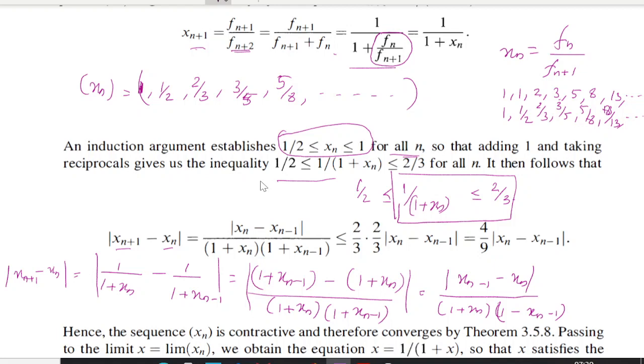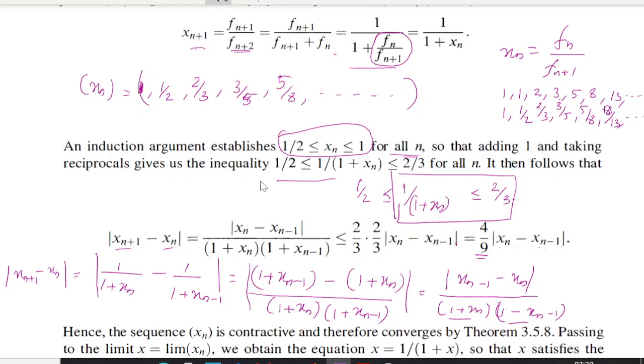Now what is 1 by 1 plus xn? See here, it's less than 2 by 3. So I can replace these two values with 2 by 3. So this quantity will become 2 by 3 into 2 by 3 into the modulus of xn minus xn minus 1. Now this is 4 by 9 into the modulus of xn minus xn minus 1.